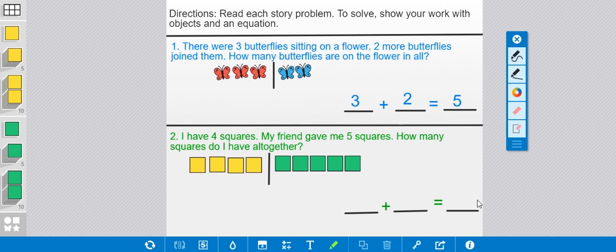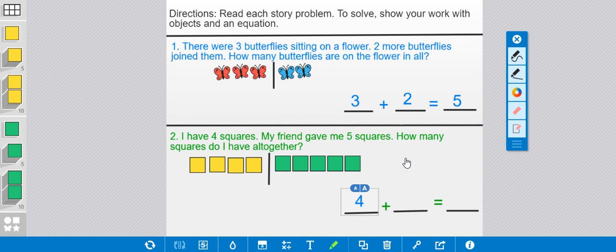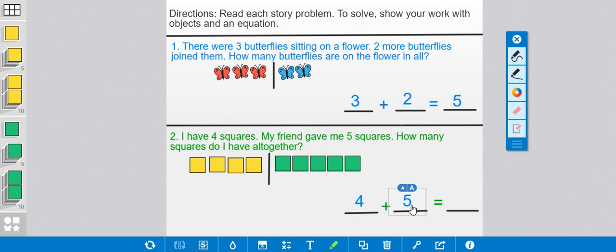So now I need to look at my equation down here. So here is my line, and I need to represent my 4 squares. So I'm just going to click, grab my calculator tool, type in the number 4, because this number 4 represents the 4 squares that I have. And then this one here is going to represent the 5 squares that my friend gave me. So I'm going to click and find my calculator tool, click the 5, because the 5 is showing that my friend gave me 5 squares.